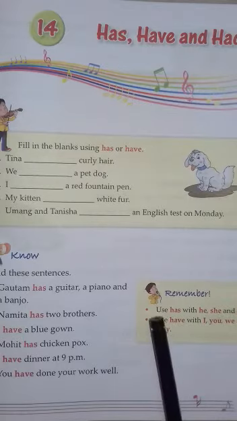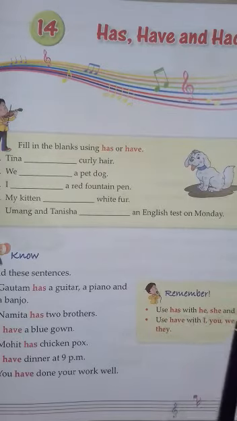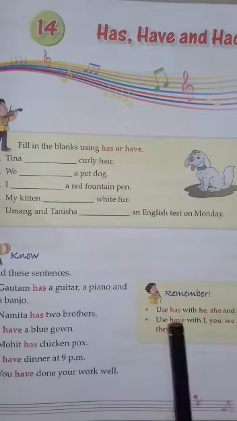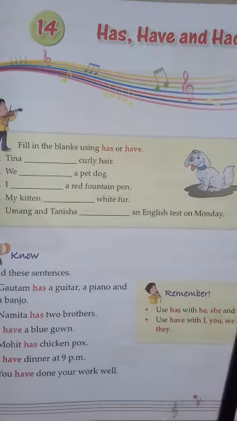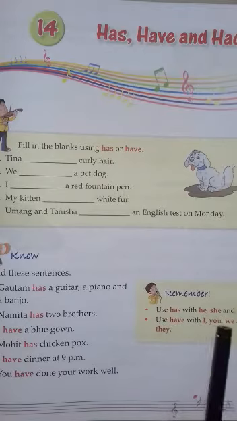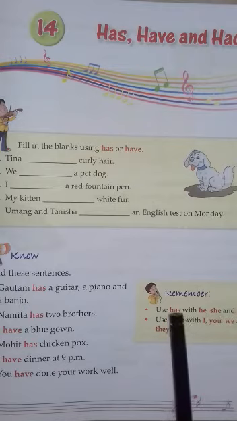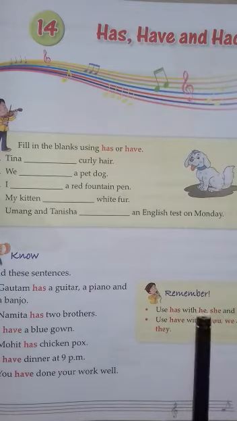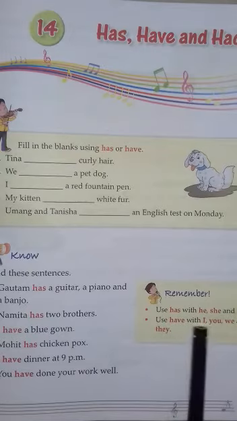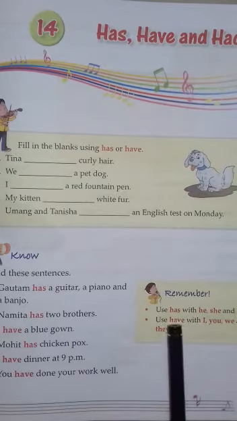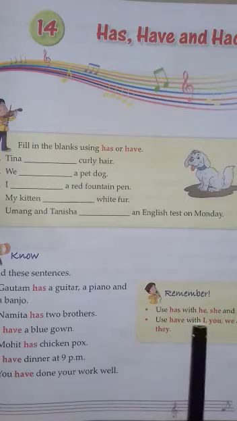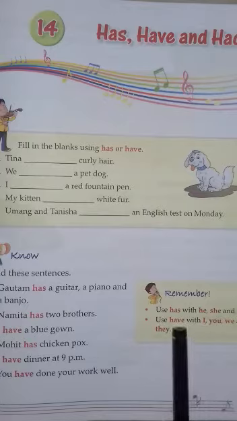We use has with he, she, and it. You have to remember: use has with he, she, and it, and have with I, you, we, and they. Has is used when there is only one, and have is used when there is more than one. But mind it, have is always used with I. After I, you cannot write has. You have to write have. So you have to remember this box.